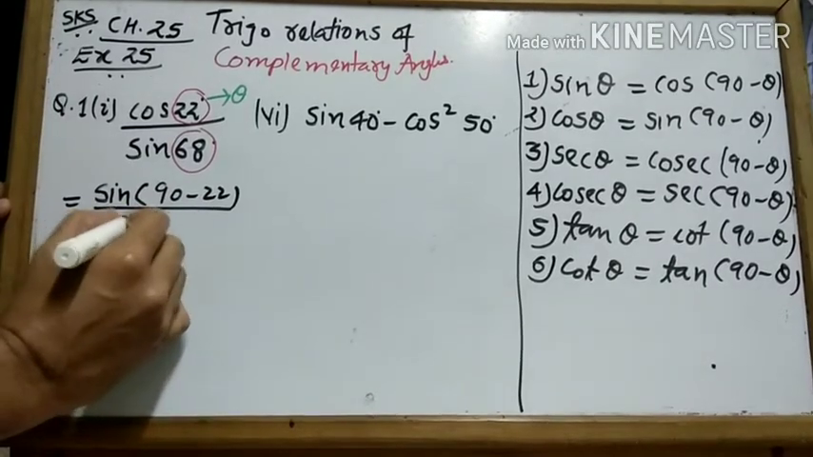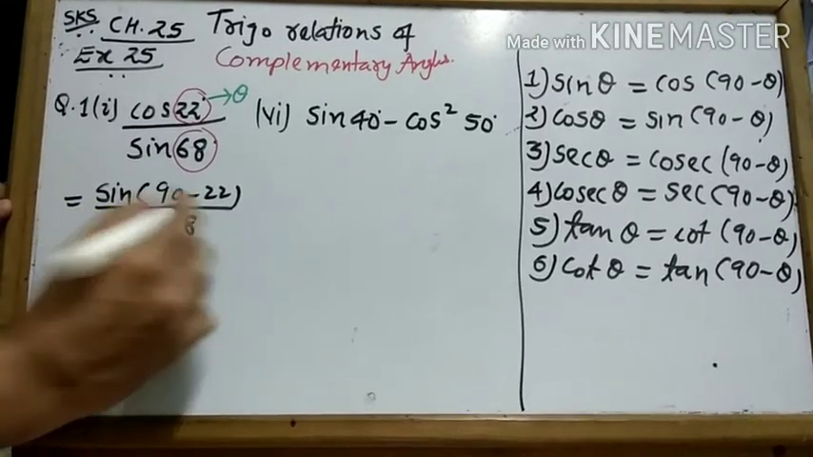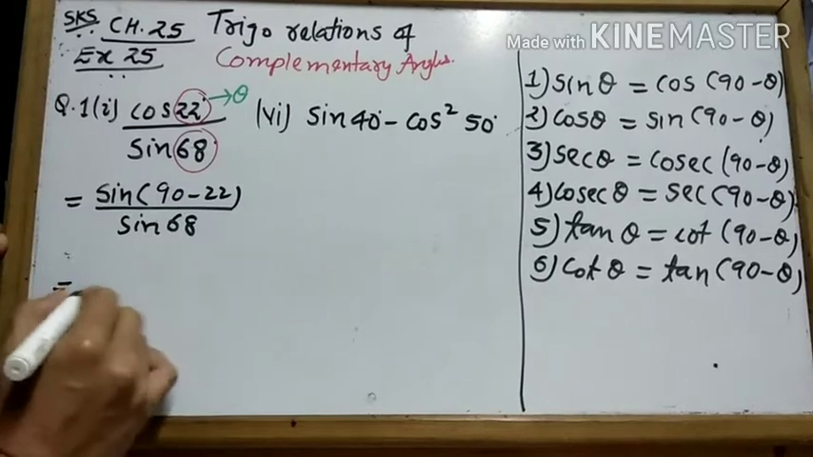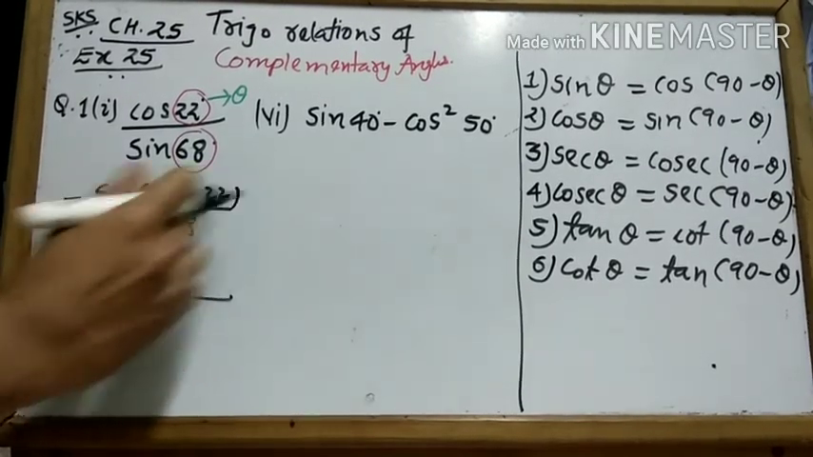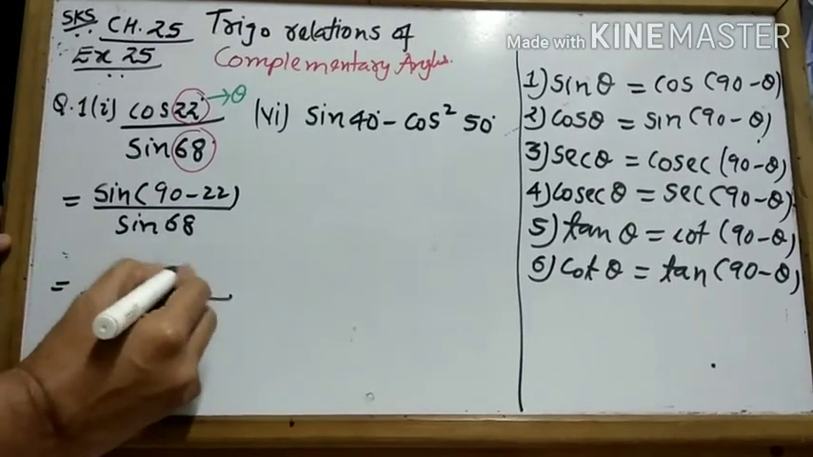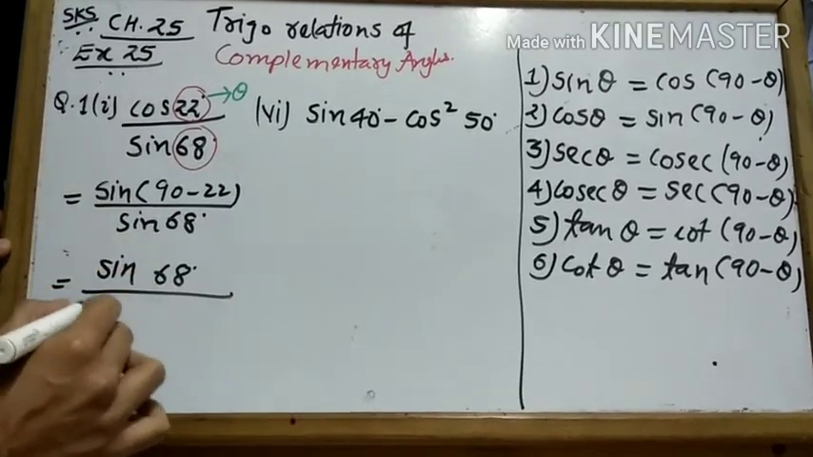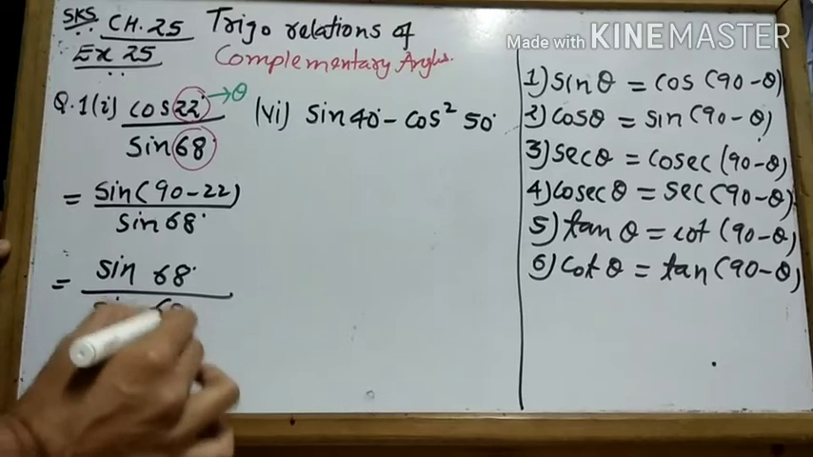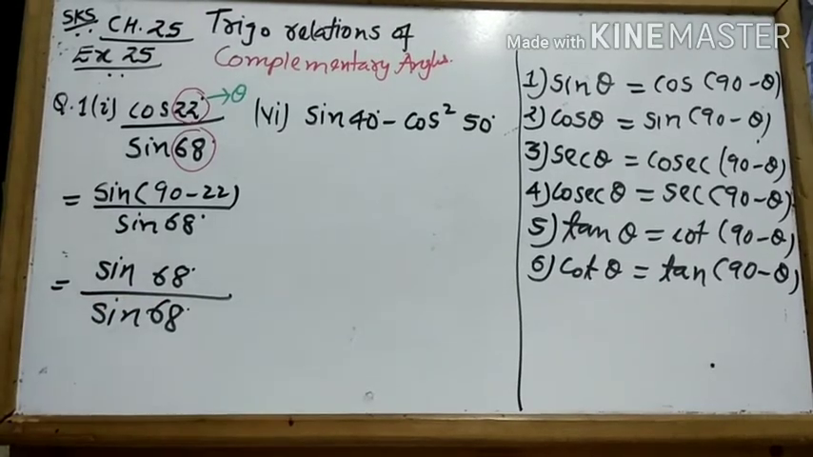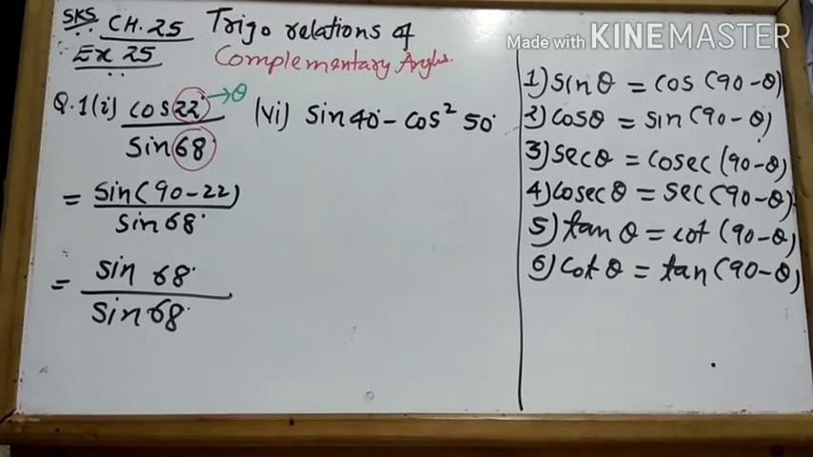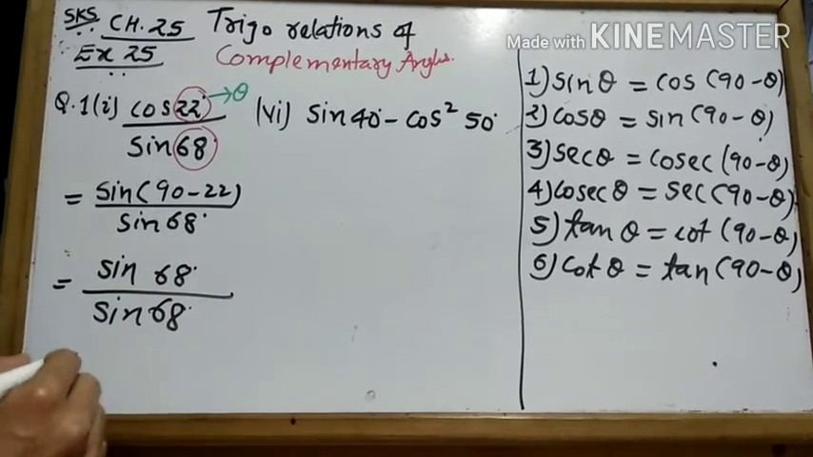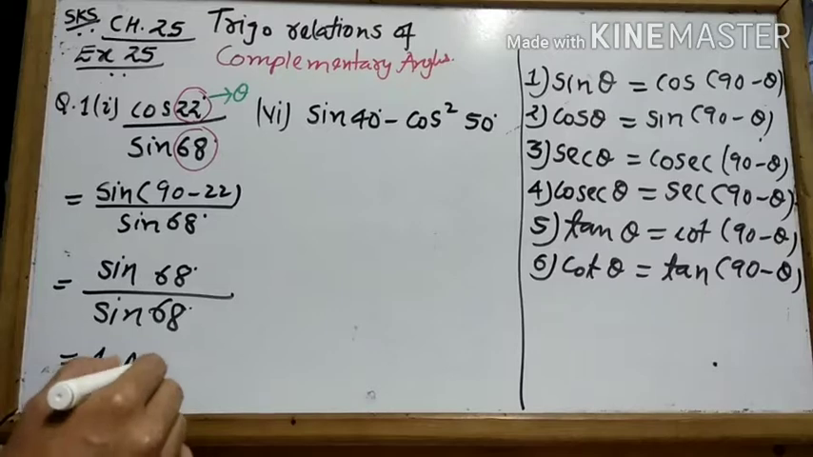Denominator I am not changing, I am keeping the denominator as it is. Now, in the next line, 90 minus 22 is 68 degree. So this is sine 68 degree over sine 68 degree. And you know the basic rule of division: any number divided by itself, other than 0, the answer is 1. Sine 68 upon sine 68 will be 1.